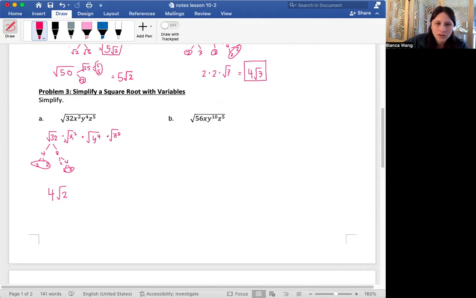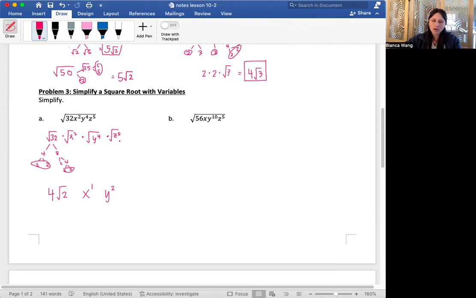Let's talk about the radical of x squared. Well, x squared, the power divided by 2, is just x to the first power. Y to the fourth power, the power divided by 2, is y to the second power, okay? And because these are divided evenly, the square root is gone.